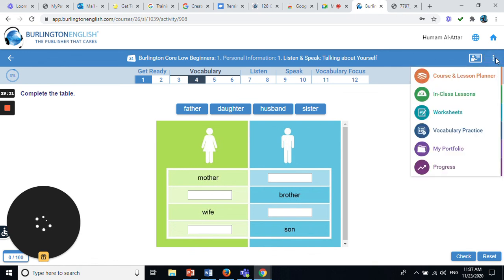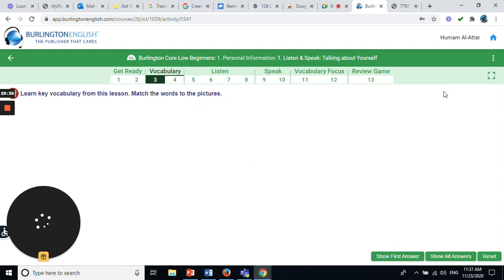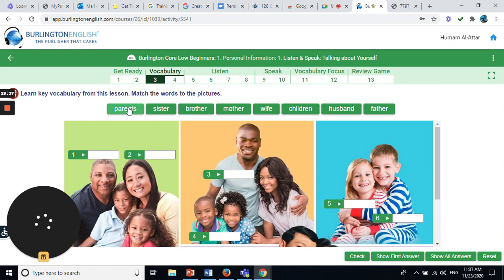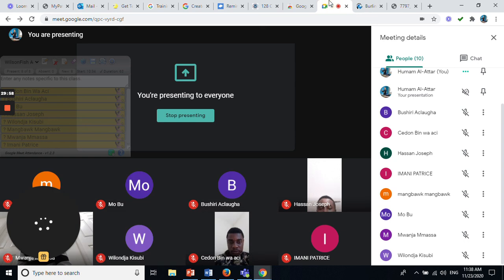Now I'm going to go to in-class lessons. We're going to practice some of these words. Right. So look at picture number 1. Look at the first picture here. What do we see here? If you want to answer, please raise your hand so I can see you.